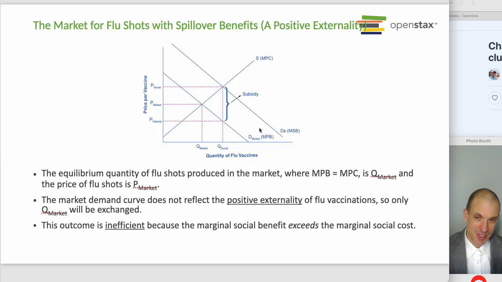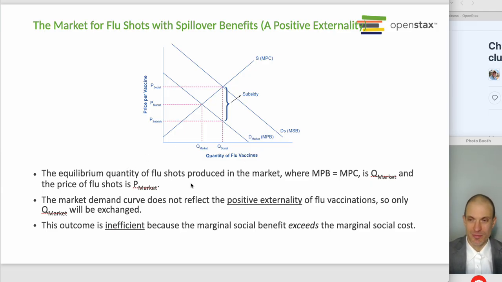Well, they make the subsidy equal to that, and then this is the social marginal benefit curve. The idea is if this distance is the positive externality, you make the subsidy equal to that positive externality, and then the decision makers will behave as though this is their true demand curve. So they'll get a higher level, in this case, of flu vaccines.